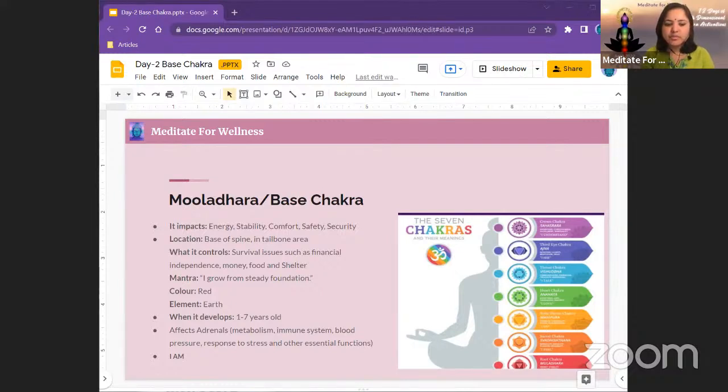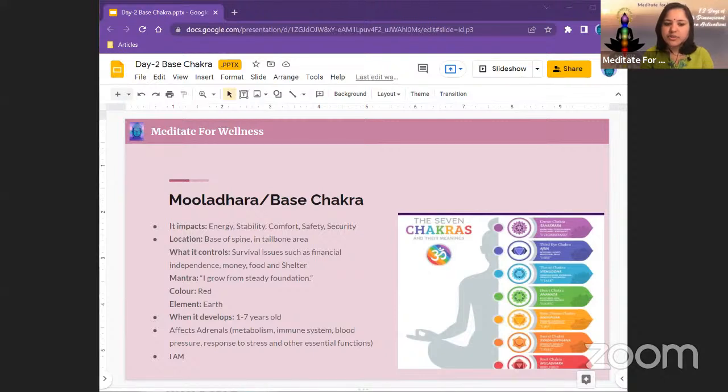So when the Mooladhara chakra is out of balance, it impacts our safety, security, comfort, and stability in life. We feel like something is missing. We struggle for our day-to-day life, food, income, shelter. Those basic needs are not met. So money energy impacts us a lot. And the location for this Mooladhara chakra is the base of the spine.